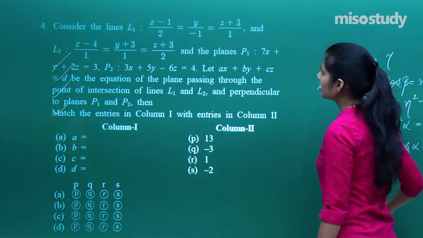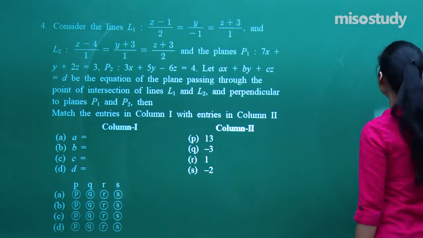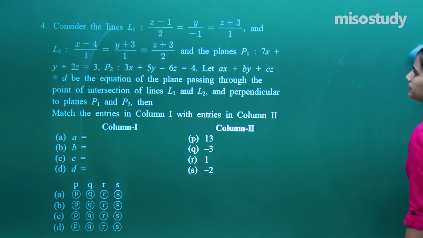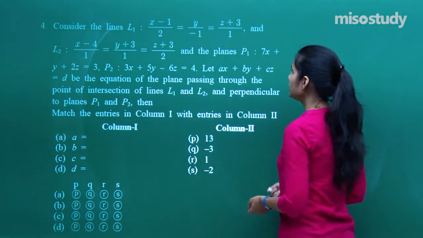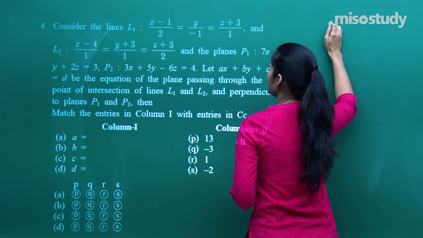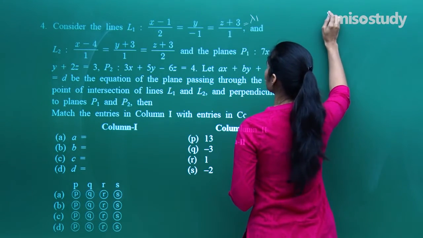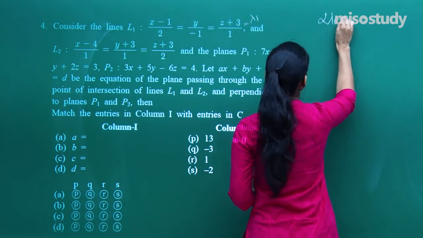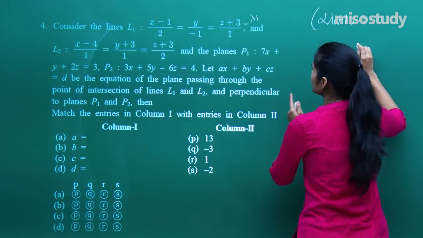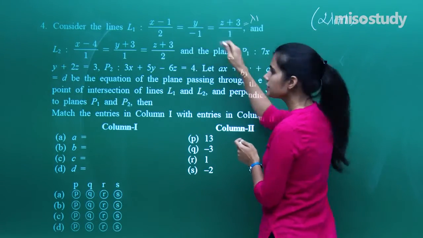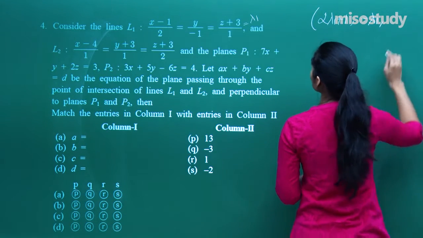Next, you have considered the lines this and the planes P1 and P2. Let Ax plus By plus Cz equals D be the equation of the plane passing through the point of intersection of line 1 and line 2. So, let us find out the intersection point of line 1 and line 2. Any arbitrary point on line 1 will look like, so suppose I take this is equal to lambda 1. It will look like 2 lambda 1 plus 1, comma minus lambda 1, and then lambda 1 minus 3.